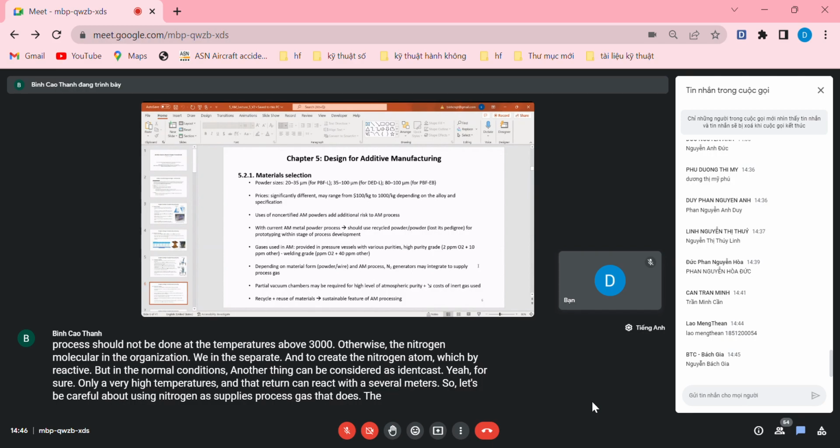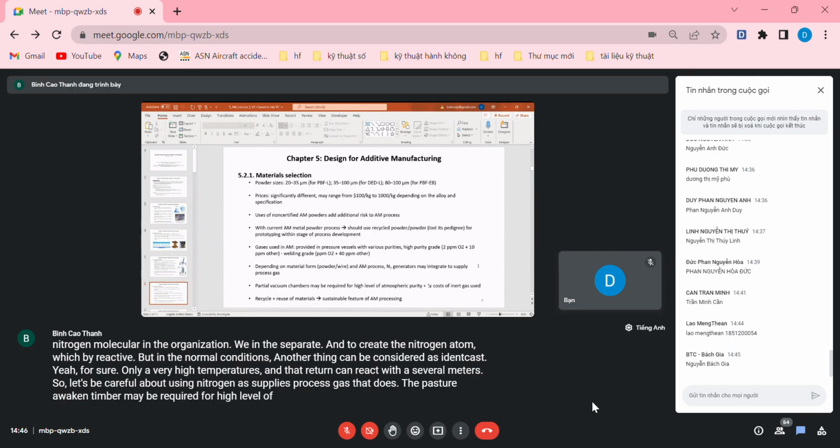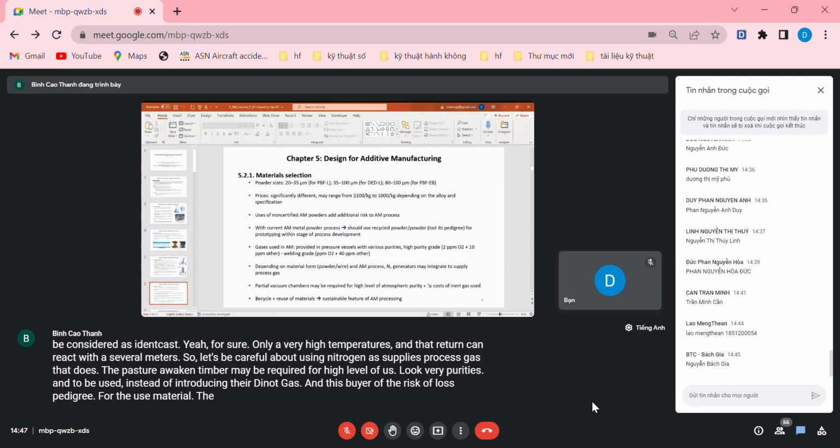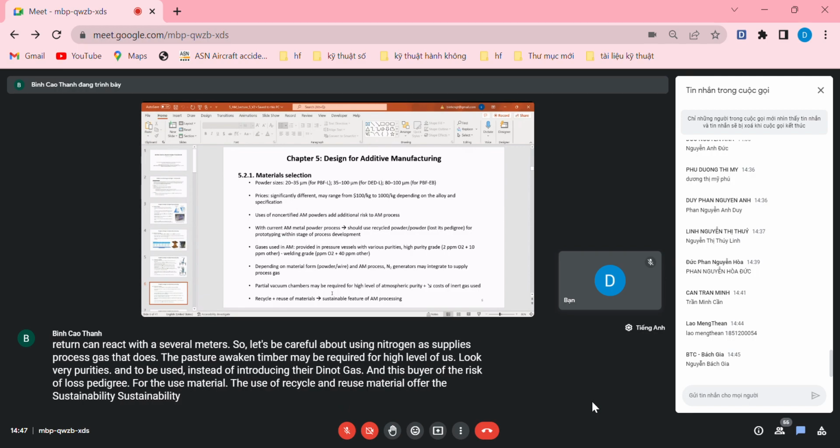A partial vacuum chamber may be required for a high level of atmospheric purity, to be used instead of introducing the inert gas. And despite the risk of losing pedigree for the used material, the use of recycled and reused material offers sustainability features for AM processing.